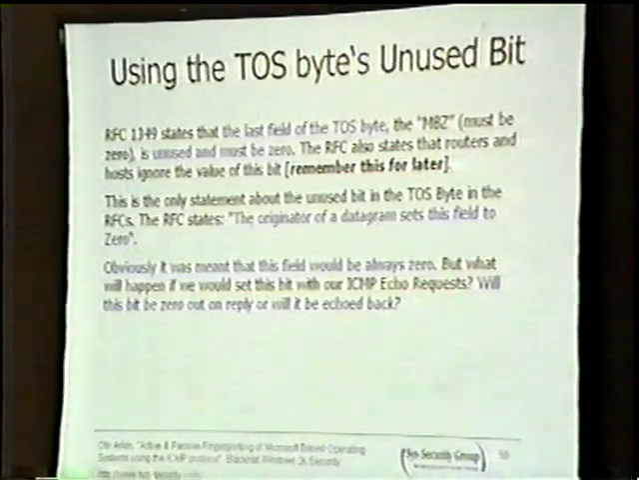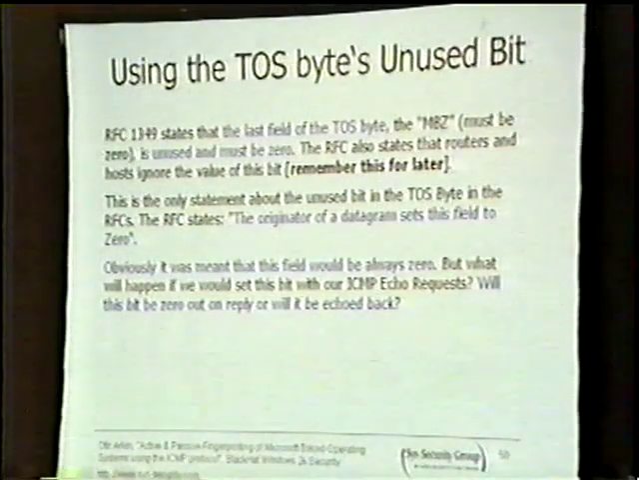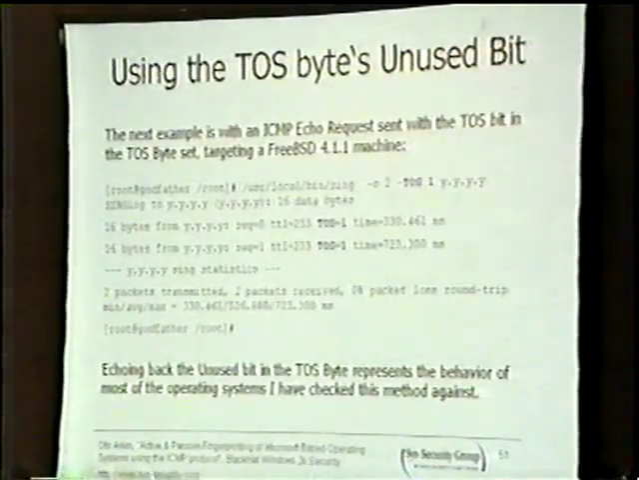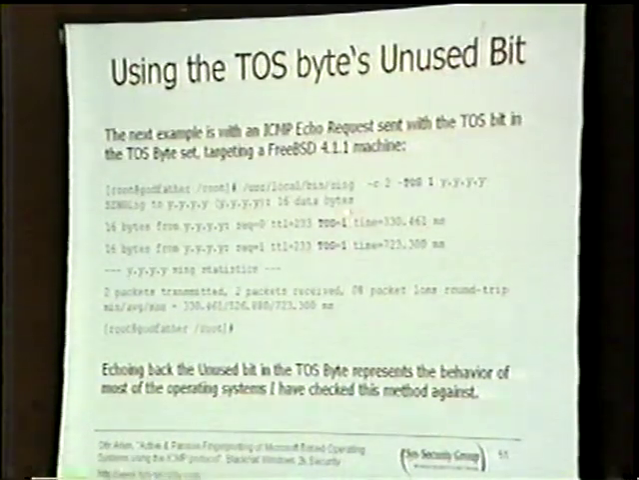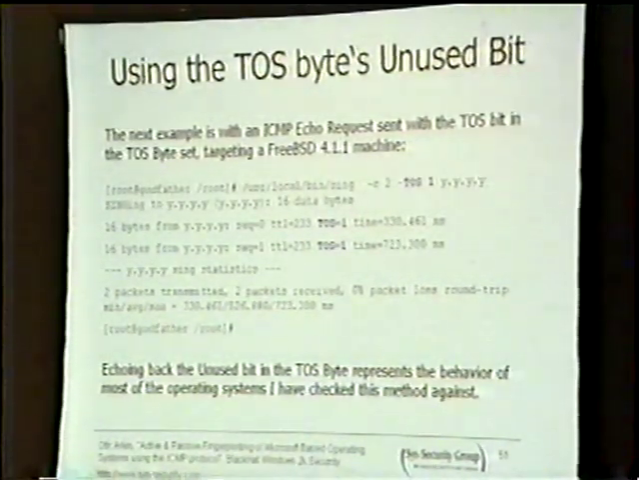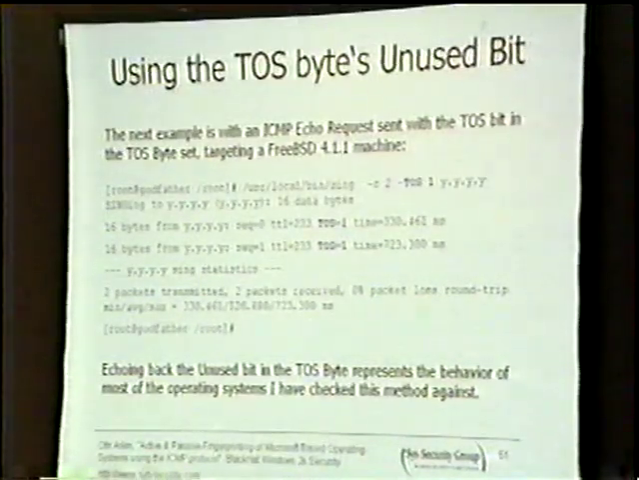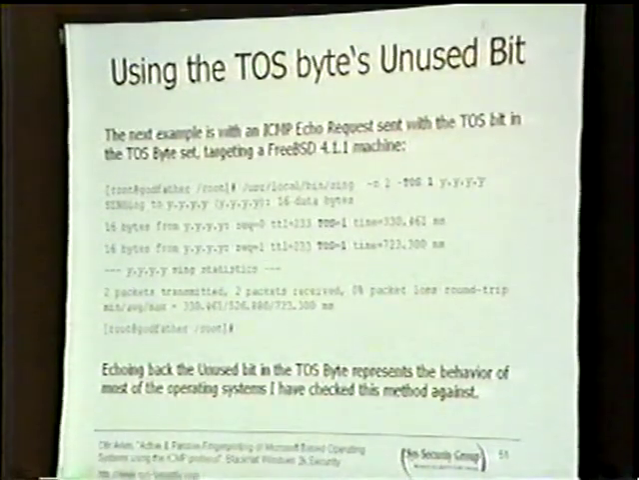The last field within this byte is the unused bit. Well, sure, it should be 0. Nobody will set it, but again, why not set it and see what happens? With Unix and Unix variants, as we can see here with FreeBSD, sending this bit lit up will end up with getting it back. Is this normal? I don't know. RFC is not stating the accurate behavior here, but you would have expected that this field will not be echoed back and will be 0.